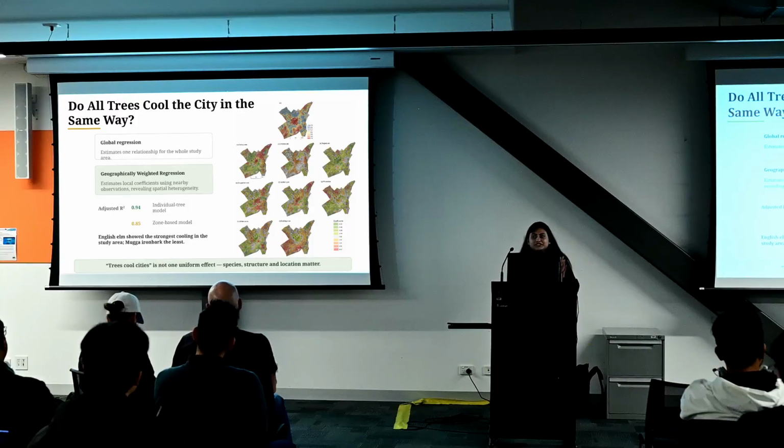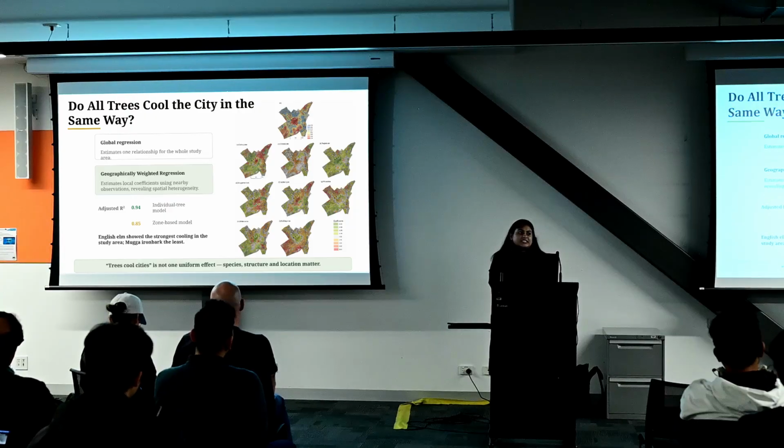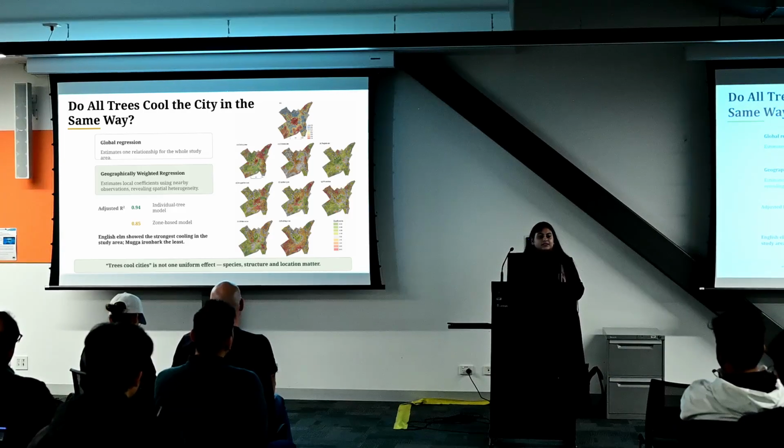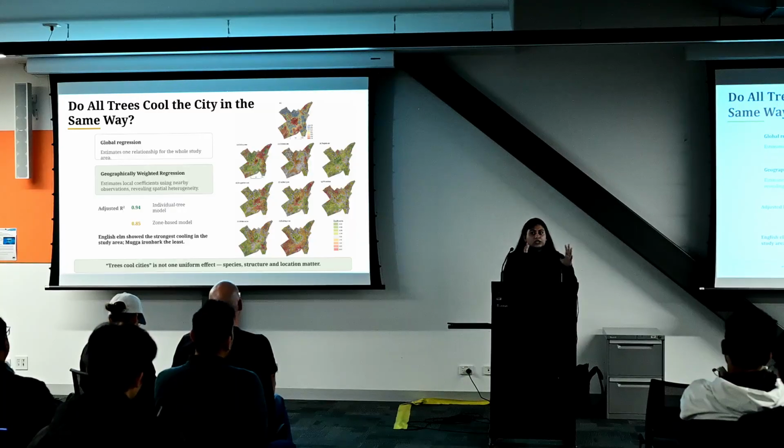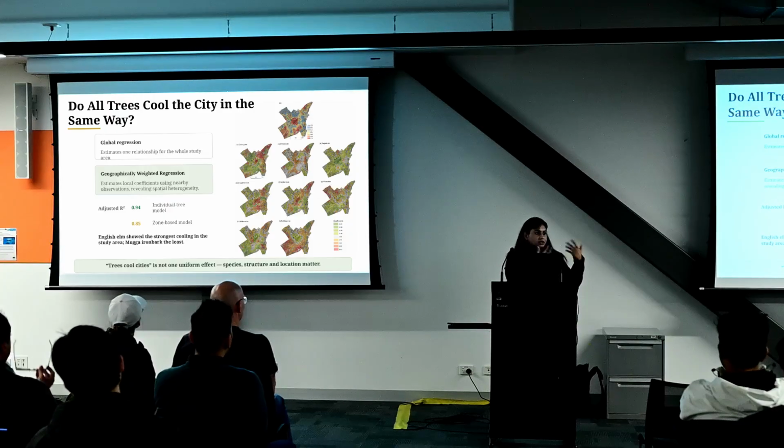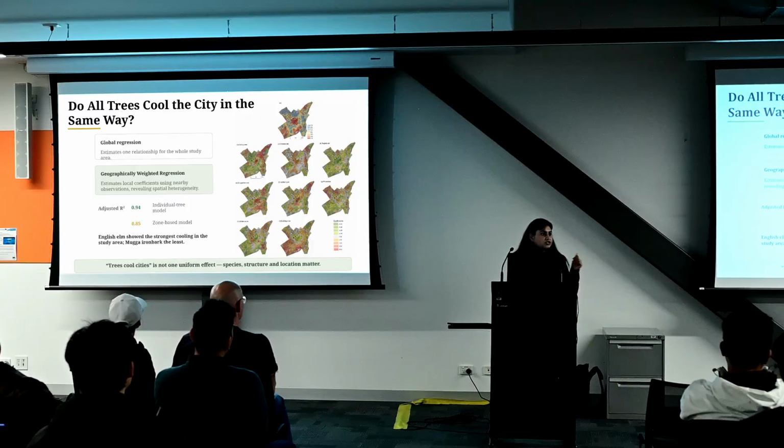So, do trees cool the city the same way? No, they don't. Trees do cool the city, but species will differ, because species have their own distribution, own canopy size, own diameter. And that's why we don't use a global model to understand this relationship. For decades, I have seen the relationship described with linear regression or Pearson correlation, but it's not enough. We need to go into more detail as to what's going on.